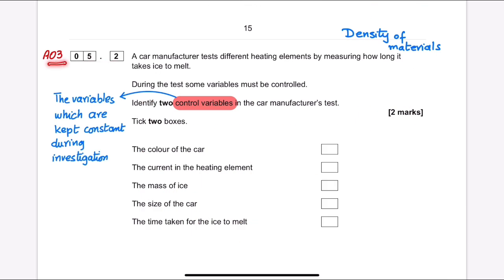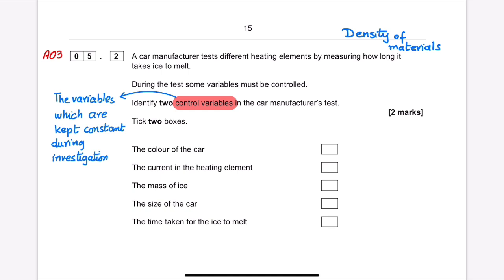5.2 is an AO3 question. A car manufacturer tests different heating elements by measuring how long it takes ice to melt. During the test, some variables must be controlled. This question is from the topic of density of material. Identify two control variables in the car manufacturer's test. The variables which are kept constant during the investigation are called control variables.